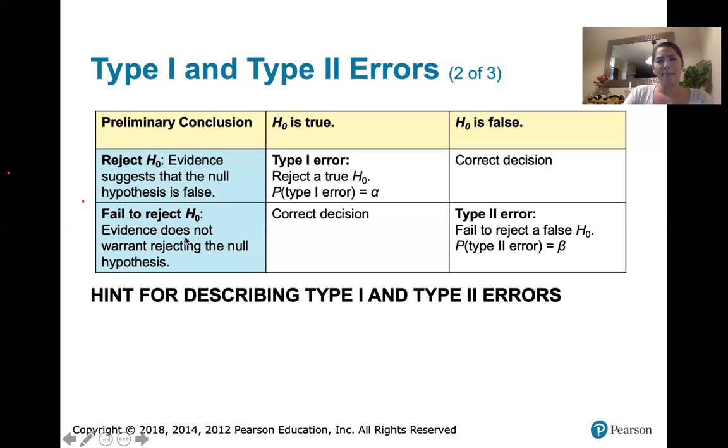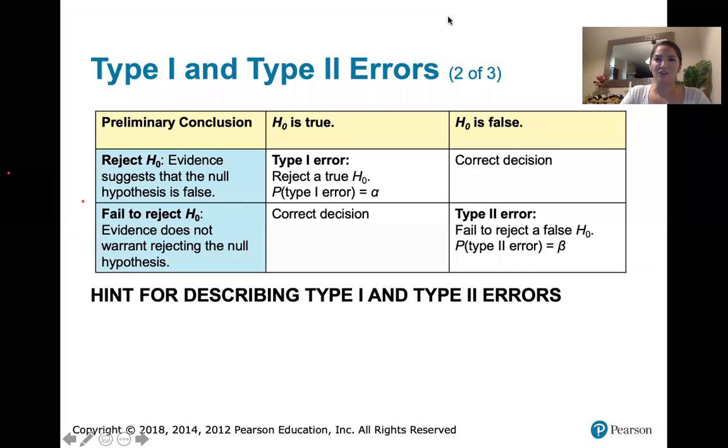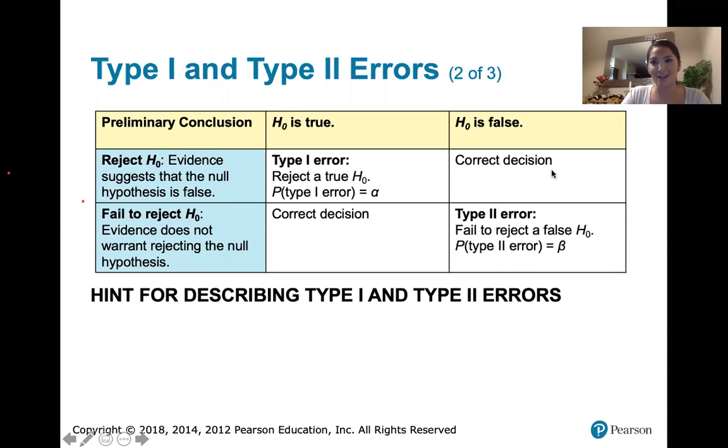Well, that leads to two possible ways of being right, and there's two possible ways of being wrong. So let's talk about rejecting the null hypothesis first. So let's say evidence suggests that the null hypothesis is false and the null hypothesis is actually false. That was a correct decision. Good for us. So we looked at the sample statistic. The sample statistic was extreme, and the sample statistic was extreme because the null hypothesis was actually false, and it was a good idea to throw out that null hypothesis. So we're good to go over there.